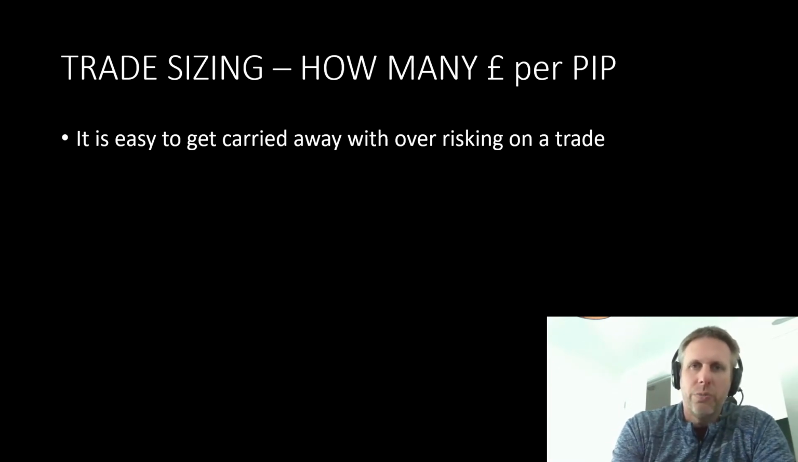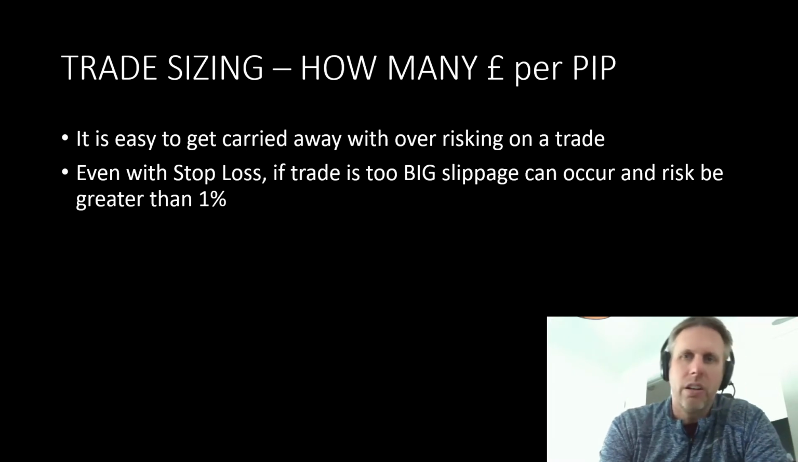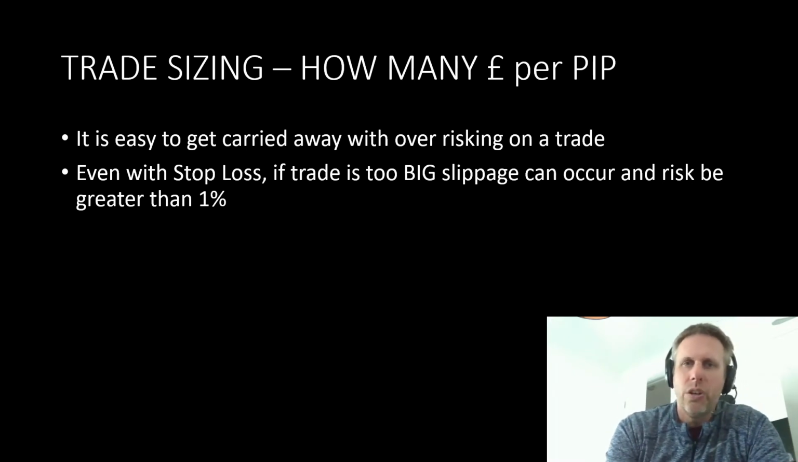The chance of getting stopped out on a 5 pip stop loss is really high. By going in with such a small stop loss, that allows them to have a much higher trading size per point. But even with a stop loss in place, if the trade is too big, slippage can occur very easily, and therefore you've only got to be 1 or 2 pips more on the wrong side and your loss very soon becomes greater than 1%.